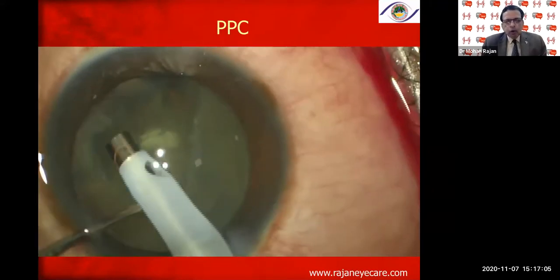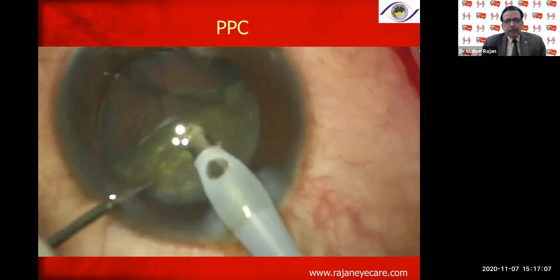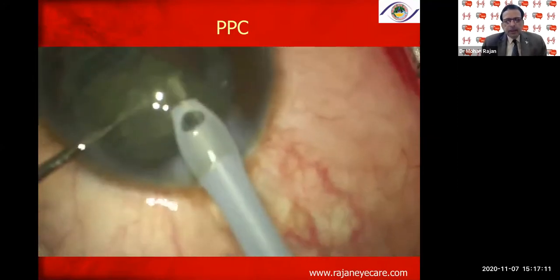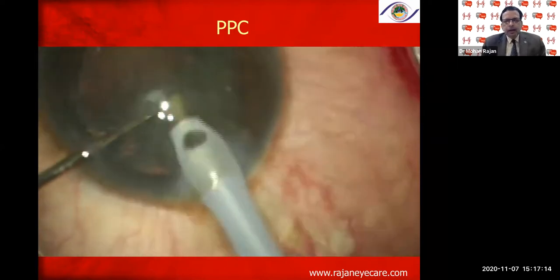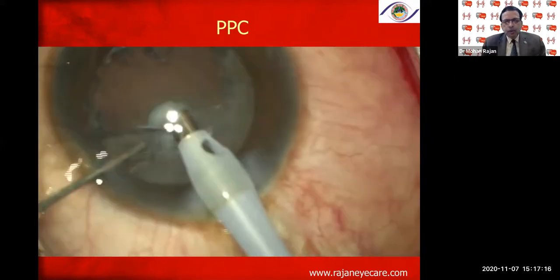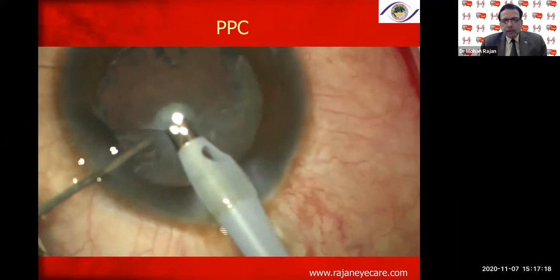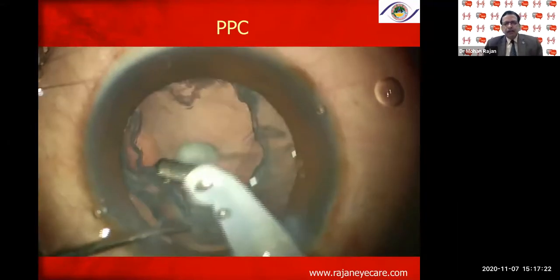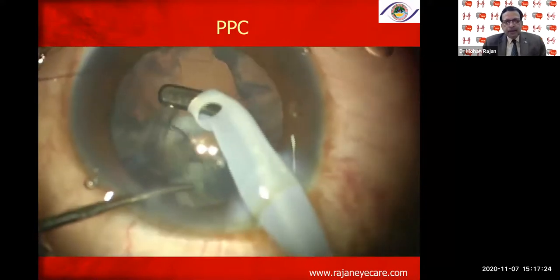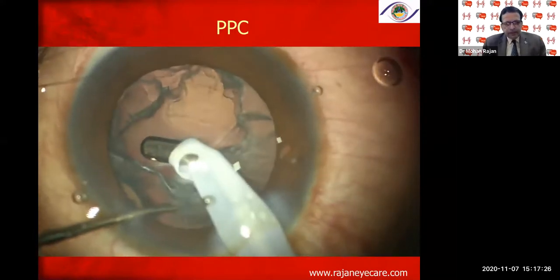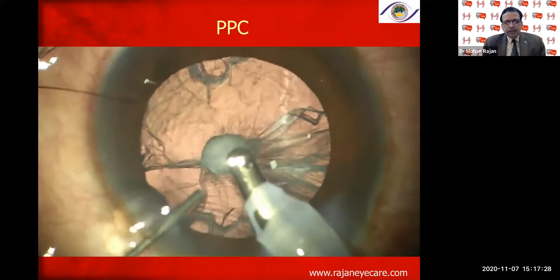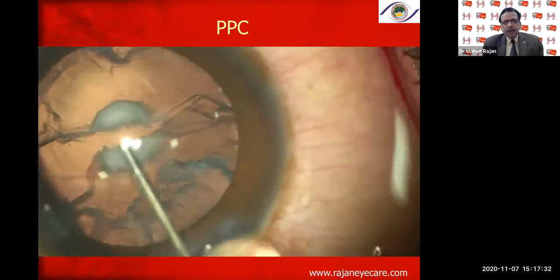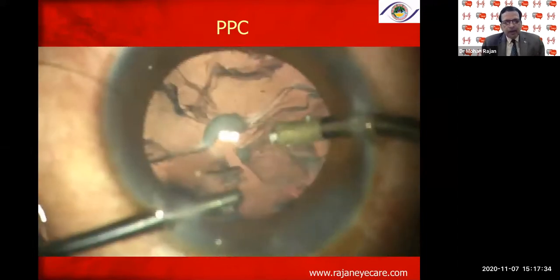Use low flow parameters. As you saw, because he's a young person, the nucleus is not very hard, so I used lower Phaco parameters or slow motion Phaco, injecting viscoelastic every time I come out of the eye to prevent the posterior capsule from coming forward, and then went ahead with the coaxial irrigation aspiration. And then I noticed there is a tear. This is actually a pre-existing tear. You can see that, very typical of the posterior polar cataract.